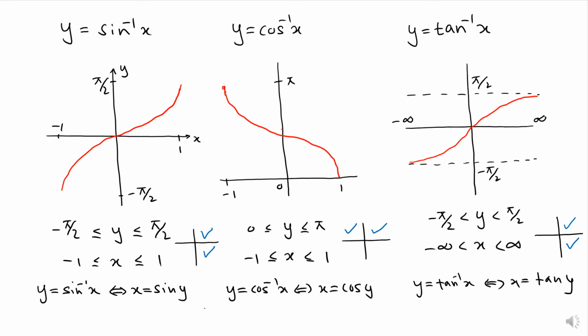You can also see that the range of sine inverse is defined where the cosine is positive. The range of tan inverse is also where the cosine is positive, and the range of cosine inverse is defined where the sine is positive. So that's something you can remember.